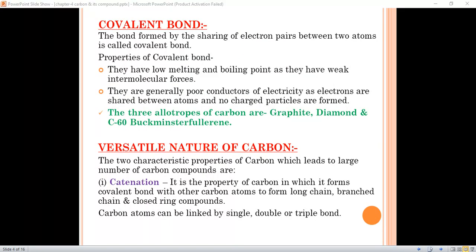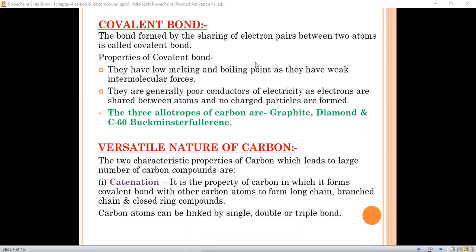Now we will read about the covalent bond. What is a covalent bond? The bond formed by sharing of electron pairs between 2 atoms is called a covalent bond. So what is a covalent bond? It is formed by sharing of electron pairs. So you have to remember, a covalent bond is formed by sharing of electron pairs and an ionic bond is formed by transfer of electrons.